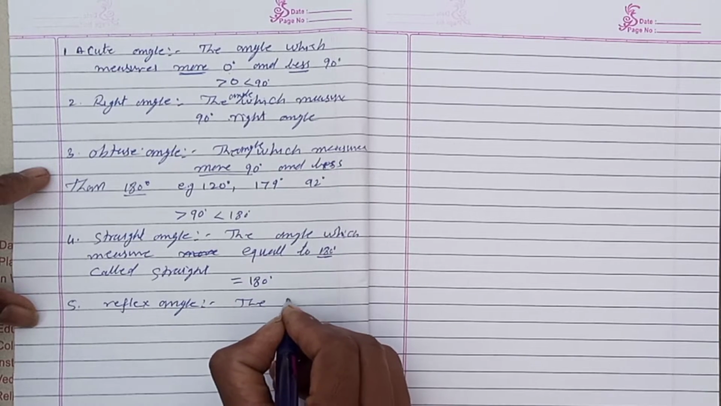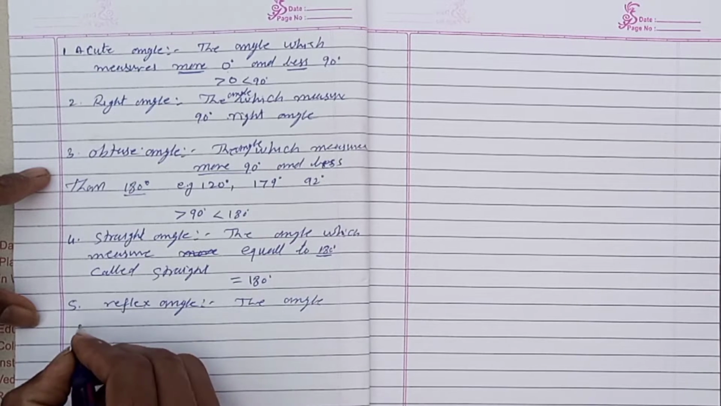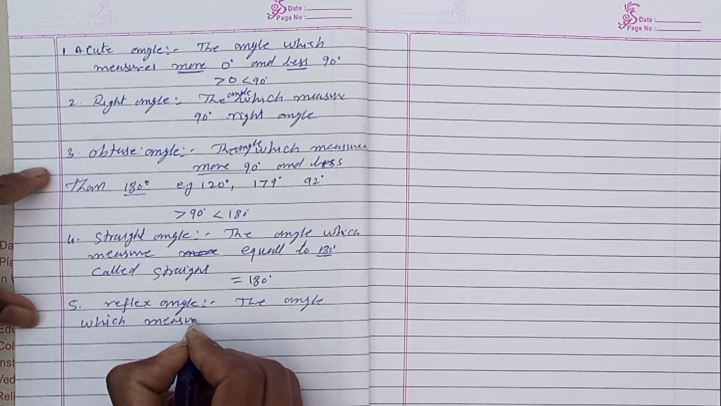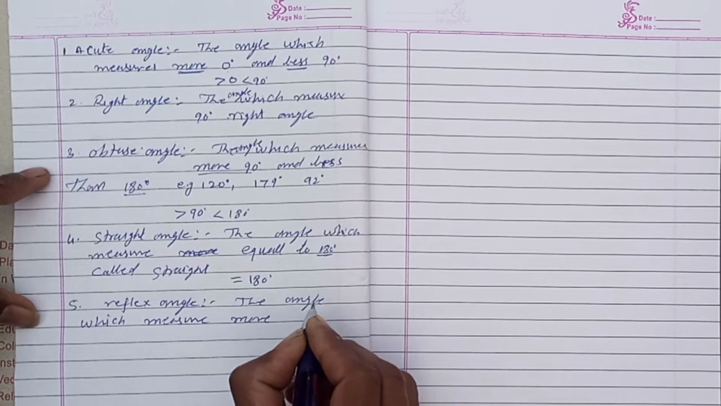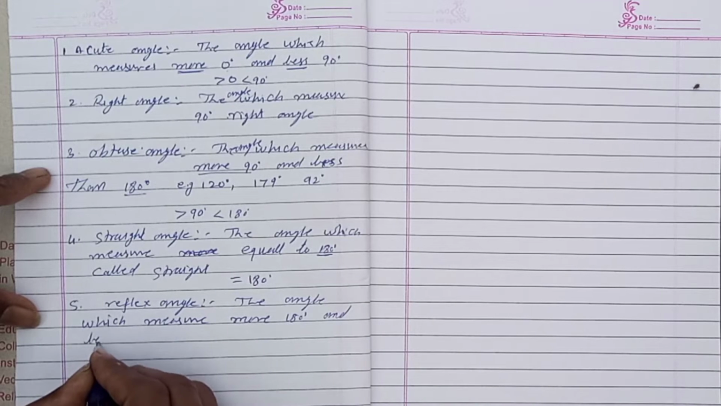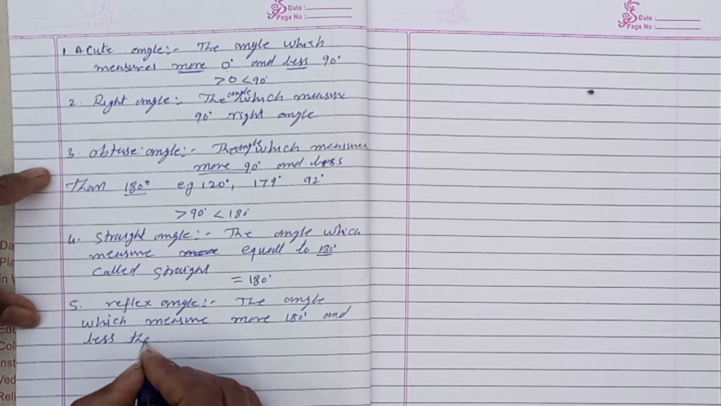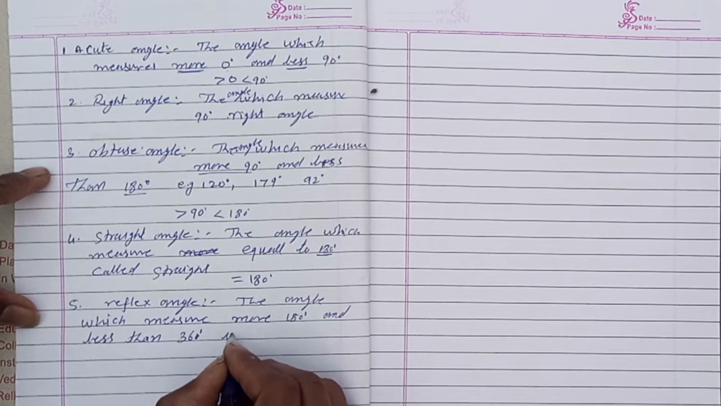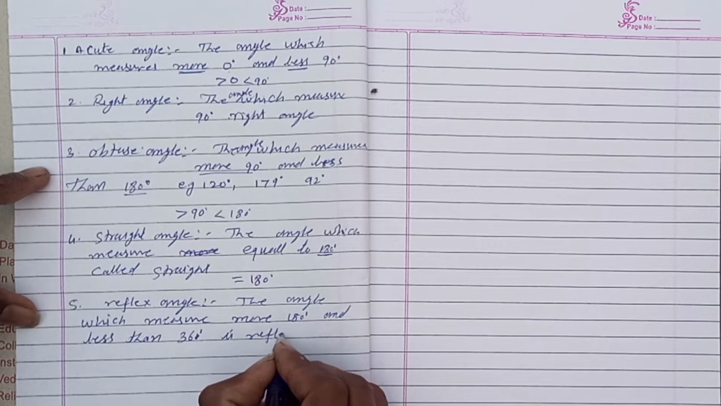Then number 5 is the reflex angle. The angle which measures more than 180 degrees and less than 360 degrees is called the reflex angle.